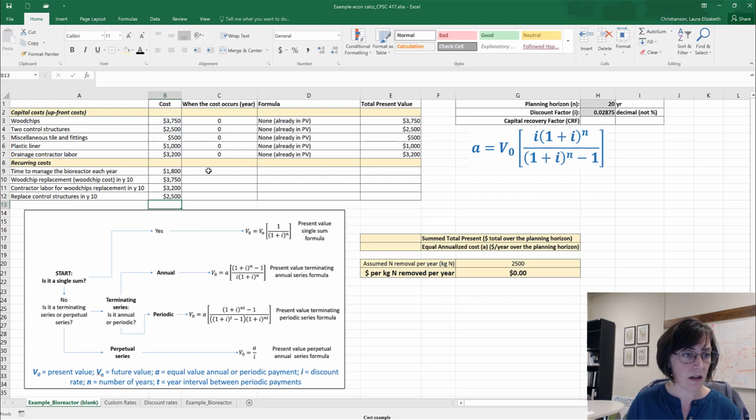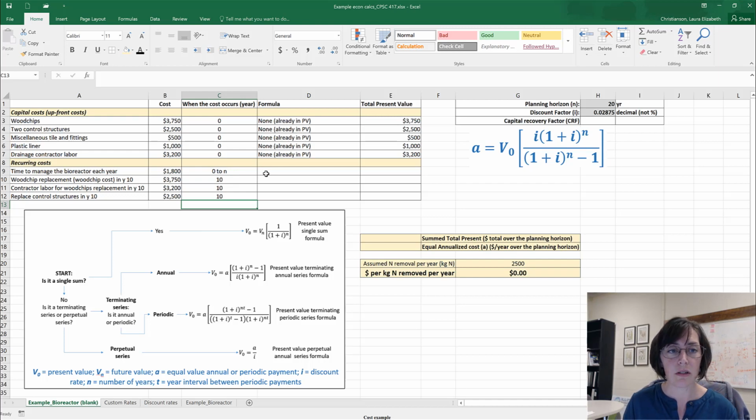Now let's think about when these costs occur. Time to manage the bioreactor happens in every year. So this is basically year 0 to N, which is my planning horizon. So basically the first year all the way through year 20 for that one. Wood chip replacement occurs in year 10. I wrote that out in the table. Okay, so now is the slightly more complicated part.